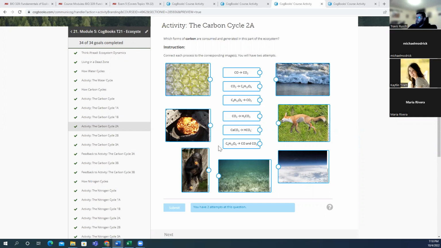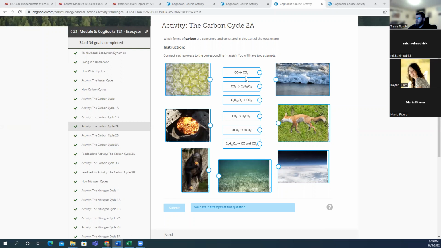Okay, so for this one, just pick kind of a random one. There's a couple of things here. So this one doesn't give us the names, it gives us the chemical compounds. So we're gonna have to be able to recognize the chemical compounds and know a few things about those chemical compounds. So what do we have in these first two?